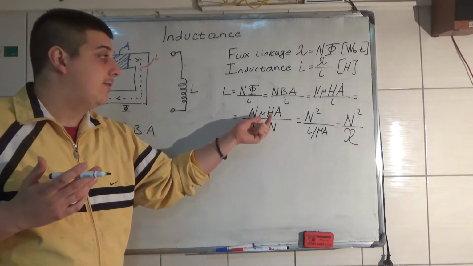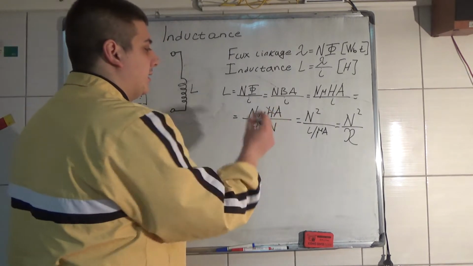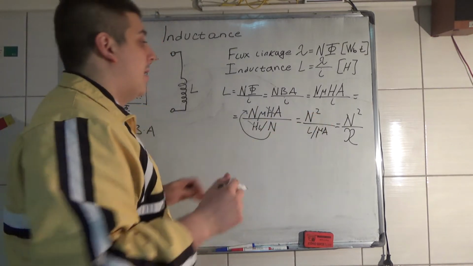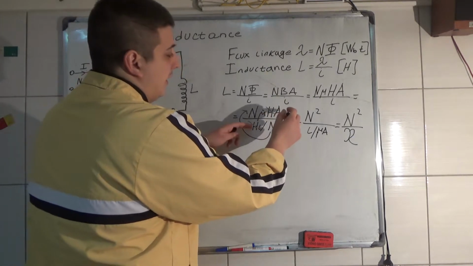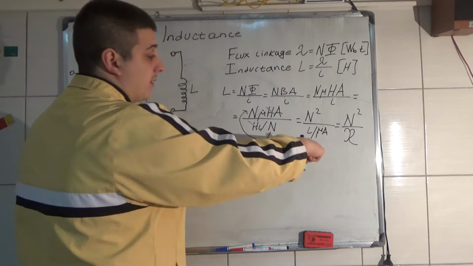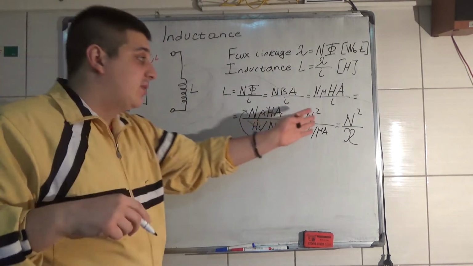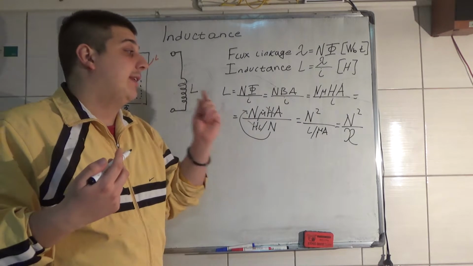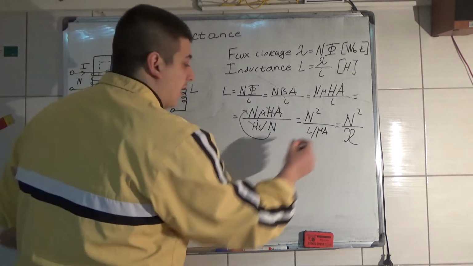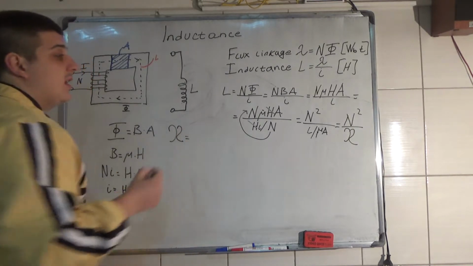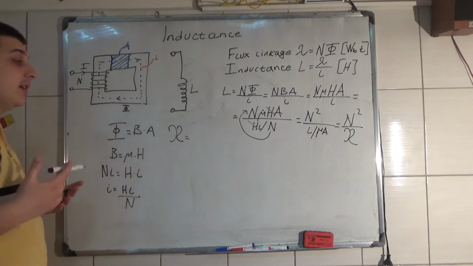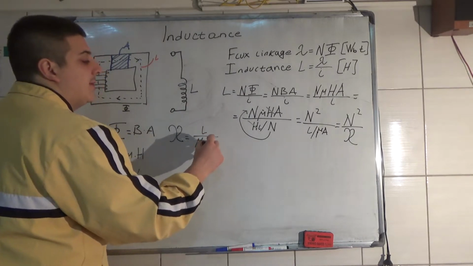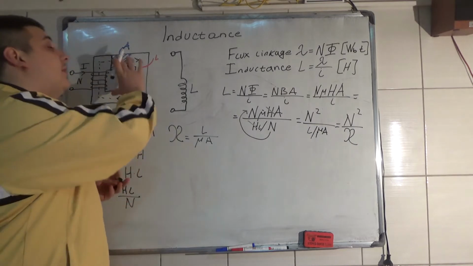So H and H cancel each other out, we can put N here and you get N squared, but we can put mu times A in the denominator of the denominator. So we get N squared over the length divided by the permeability times the area of the magnetic circuit. Now this here, you remember, is the reluctance of the magnetic circuit, equal to the length divided by the permeability of the magnetic circuit times the cross-sectional area of this magnetic circuit.